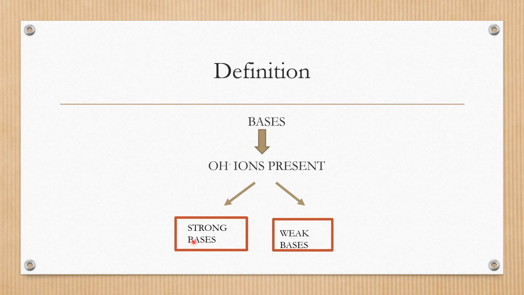The examples of strong bases are NaOH and KOH, that is sodium hydroxide and potassium hydroxide. And the weak bases, the example is ammonium hydroxide.